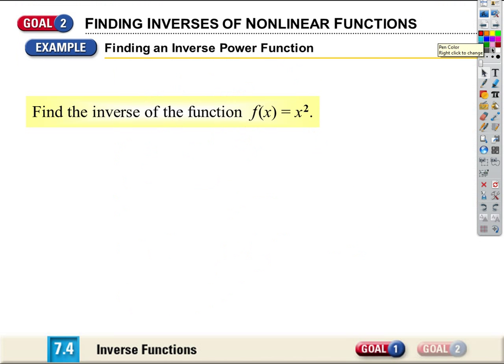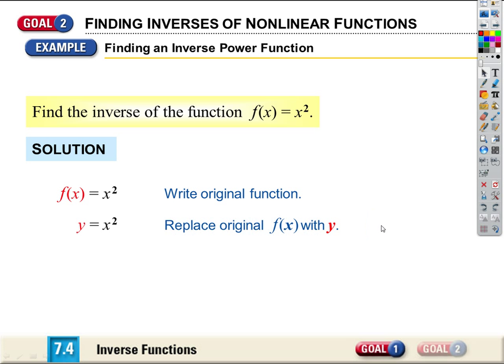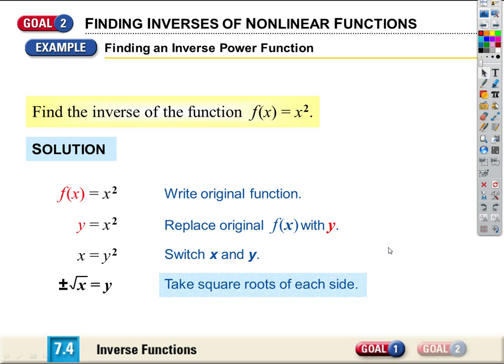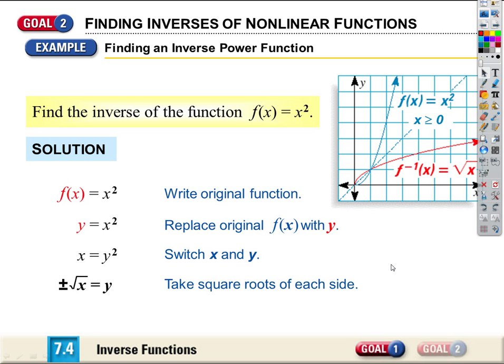All right, so real quick, if you look at this, just like you would expect, we make it y's and x's. To solve for y, flip the x's and y's, we get plus or minus the square root of x. And then here are our graphs. Now, as long as the original is defined only for x is greater than or equal to 0, there are our two graphs, right?